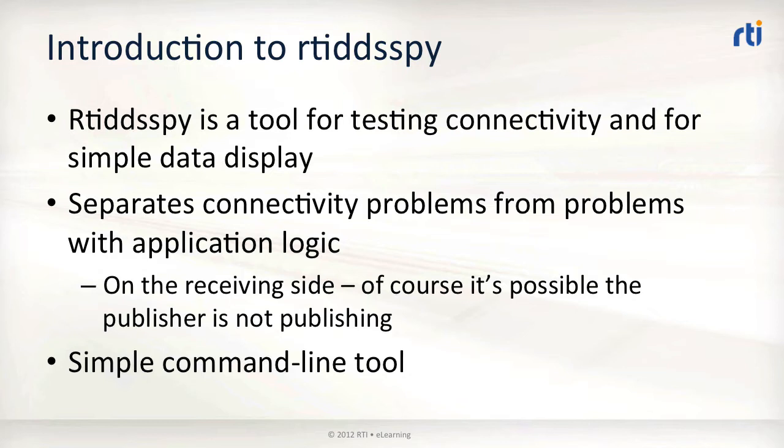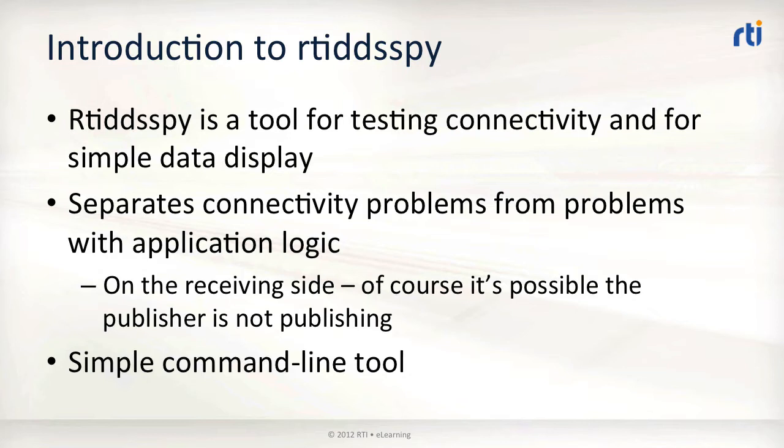So starting out with RTI DDS Spy. RTI DDS Spy is a tool for testing connectivity and for very simple data display. So what this does is this separates out connectivity problems from some of the problems with application logic. The RTI DDS Spy tool is a command line tool that will discover all of your applications with data writers. It will print out to the console this discovery information, and it will also print out data as it arrives.